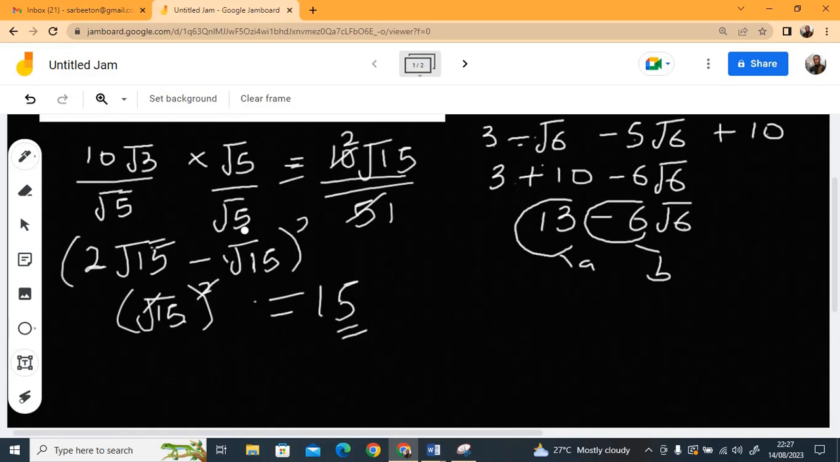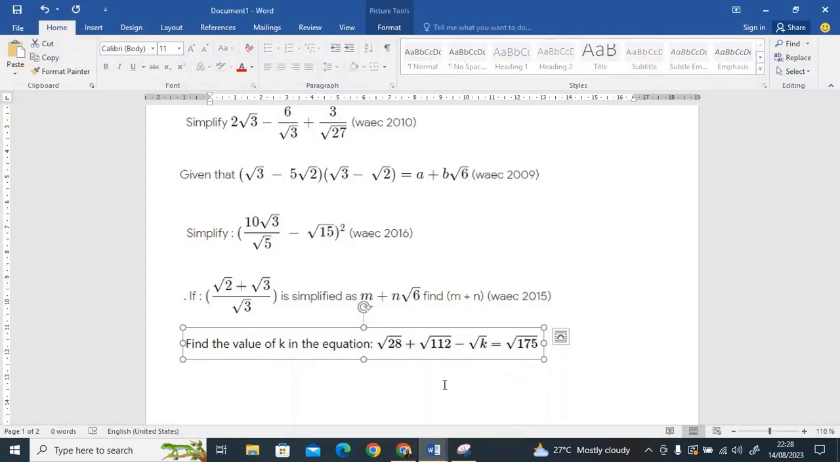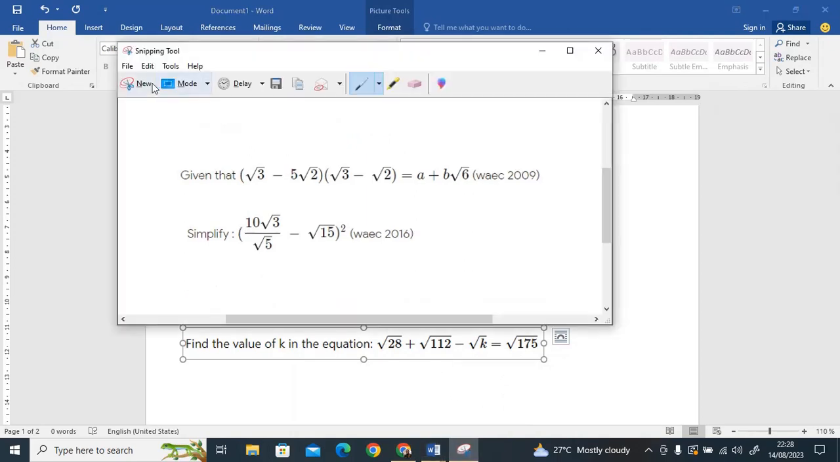Now there's another one. Let's look at the last one here. Let me clear this off. Let's look at the last one. Now this is the last one here. So let's look at this together. This is the last one I'm going to do here.